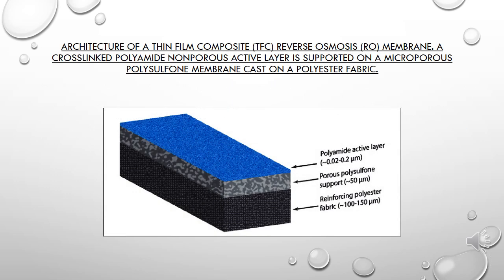On the previous slide, we talked about the three layers found in the membrane. This diagram shows the structure of the layers found in the membrane that is used in reverse osmosis.